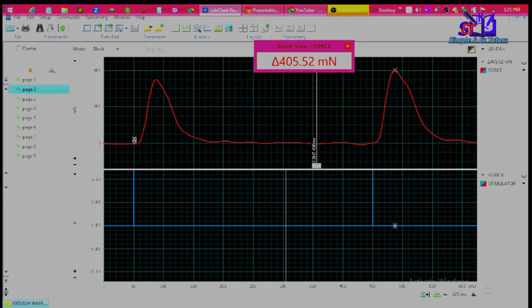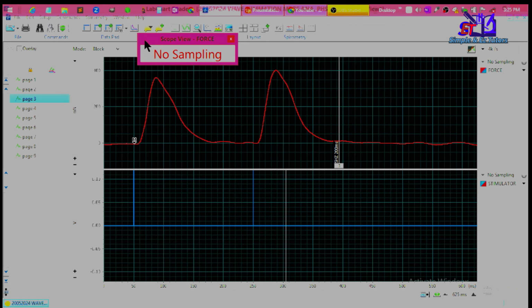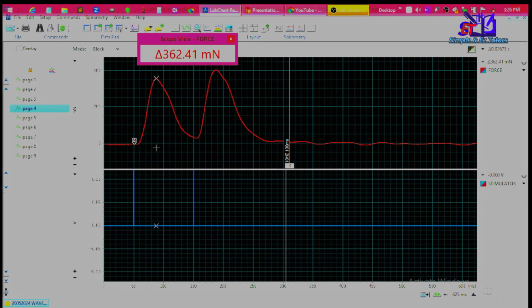The second value is 405 millinewton. That is for 400 millivolt. 366.54 millinewton. The second data is 406.55 millinewton. That is for 200 millivolt. 362.41 millinewton for the first. Let's move for the second. We have 409.13 for the second value.